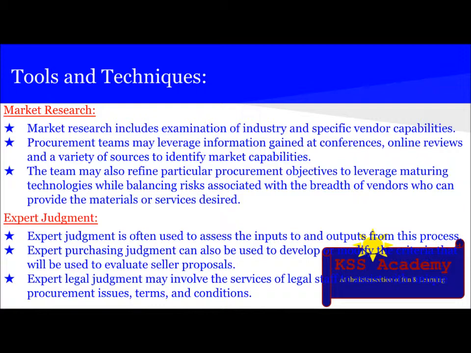The next tool and technique is expert judgment. Expert judgment is often used to assess the inputs to and output from this process. Expert purchasing judgment can also be used to develop or modify the criteria that will be used to evaluate seller proposals. Expert legal judgment may involve services of legal staff to assist with the unique procurement issues, terms, and conditions.